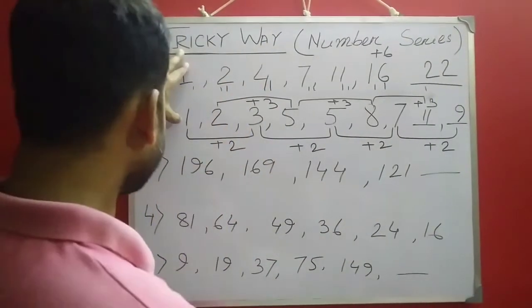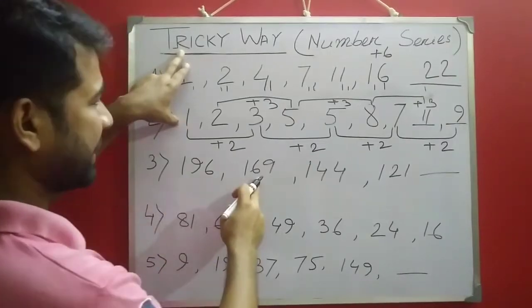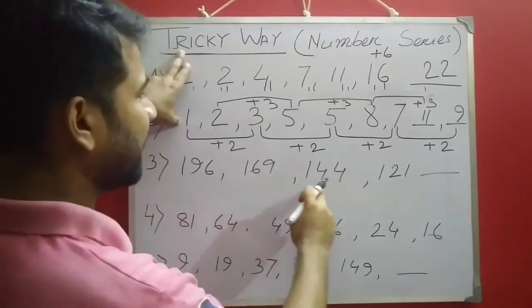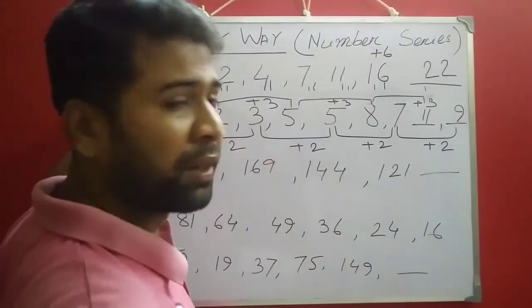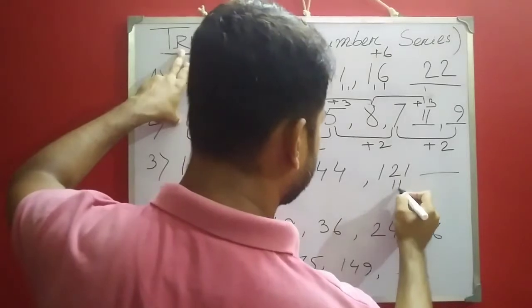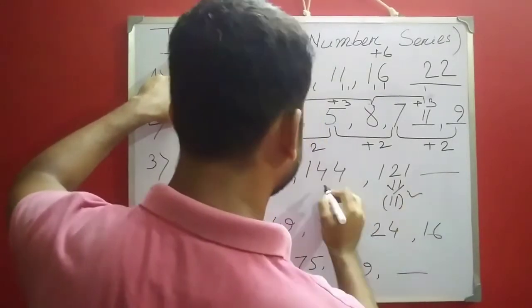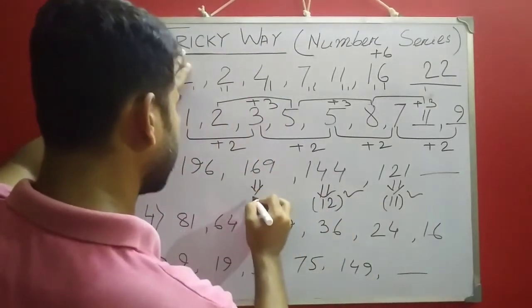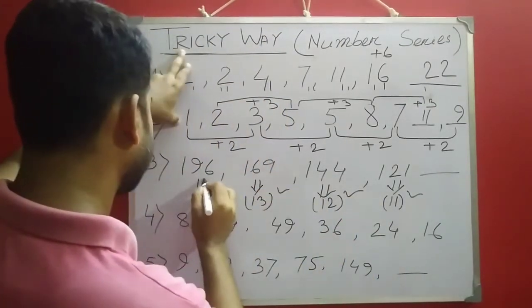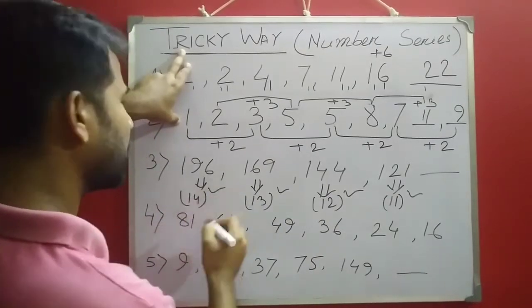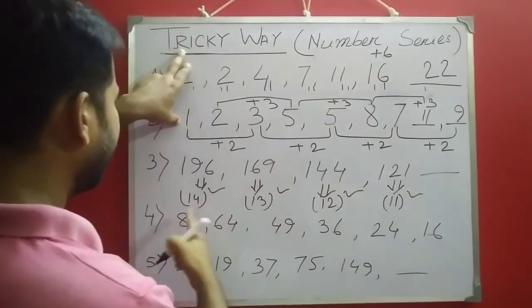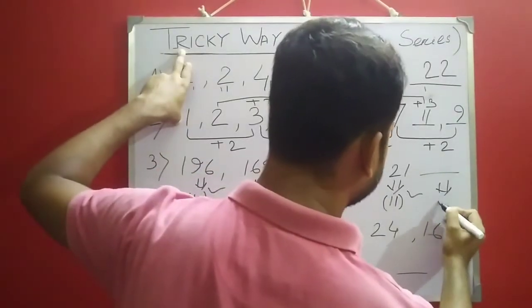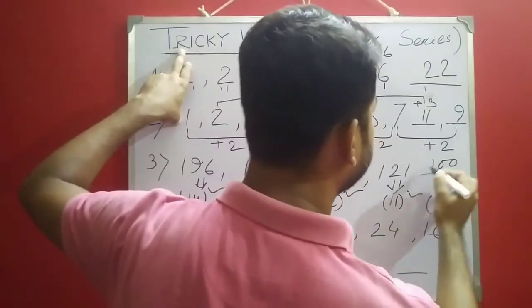For the next case, it is 196, 169, 144, 121, and easily it is clear that each number is the square of a value: 14 square, 13 square, 12 square, 11 square. So suddenly it is decrementing: 14, 13, 12, 11. So it will be 10 square, means 100. Clear?